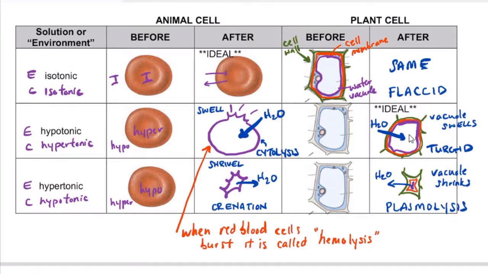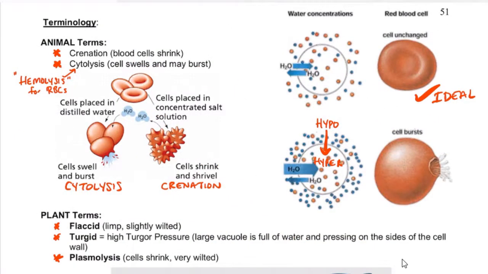One more term just to mention here. If it is specifically a red blood cell that has burst, although technically it's a type of cytolysis, a cell bursting, we would be more specific and call it hemolysis, if you want to try to remember how to spell it. Hemolysis. So one more time, with higher quality graphics than I could provide on the previous page. You have your animal terms: crenation, which means they are shrinking, or cytolysis, which means they are swelling and possibly bursting. Again, if it's a red blood cell, RBC, then you would use the word hemolysis.